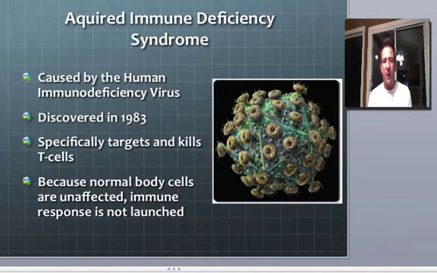So just a little more information on acquired immune deficiency syndrome. This is another type of immune disorder. It's caused by the human immunodeficiency virus. It was discovered in 1983, which you don't need to really know, but it specifically targets and kills T cells, which are our natural killers. Imagine if we didn't have those, then what's going to stop these diseases from taking over our body? But because normal body cells are unaffected, the immune response is not launched, so we won't recognize it as well.